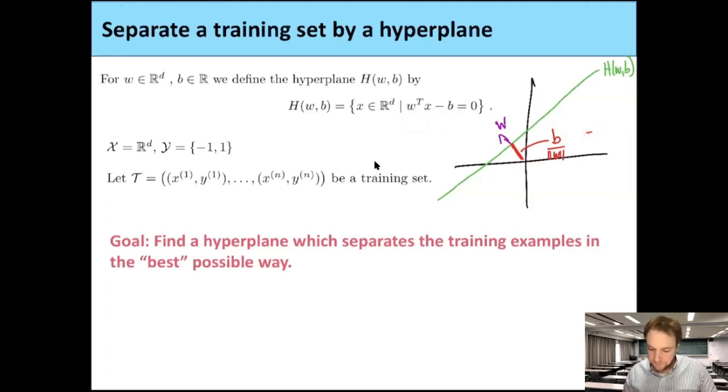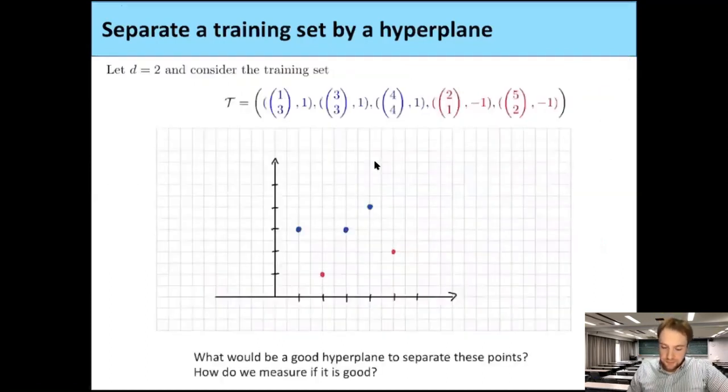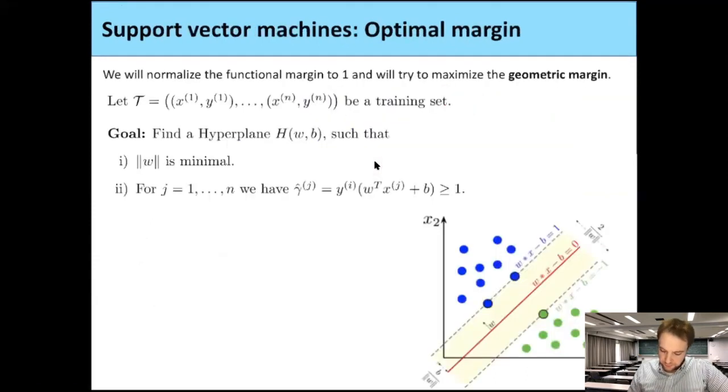Okay. Are there general questions about this form here? Okay. So then the goal is that we want to find a W and B given some training set. And so we had this example here, but in the end, we saw that we want to solve the following problem. Here we have a training set with two labels. Blue corresponds to 1 and green corresponds to minus 1.